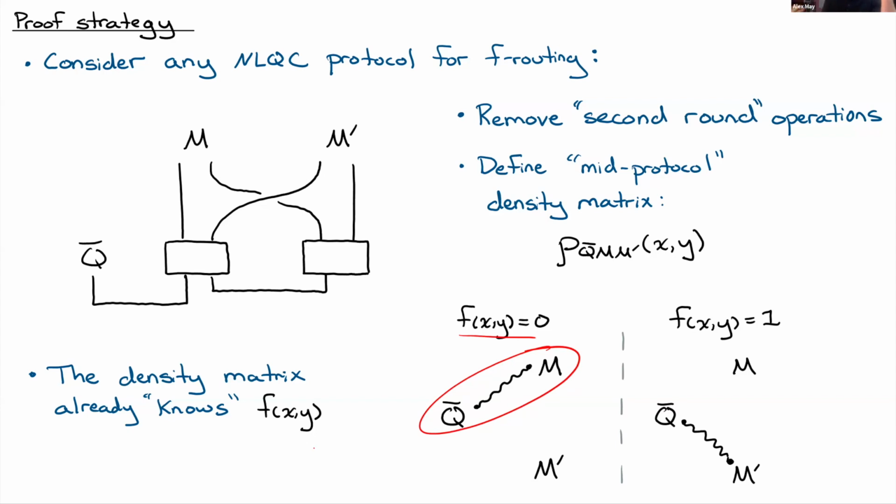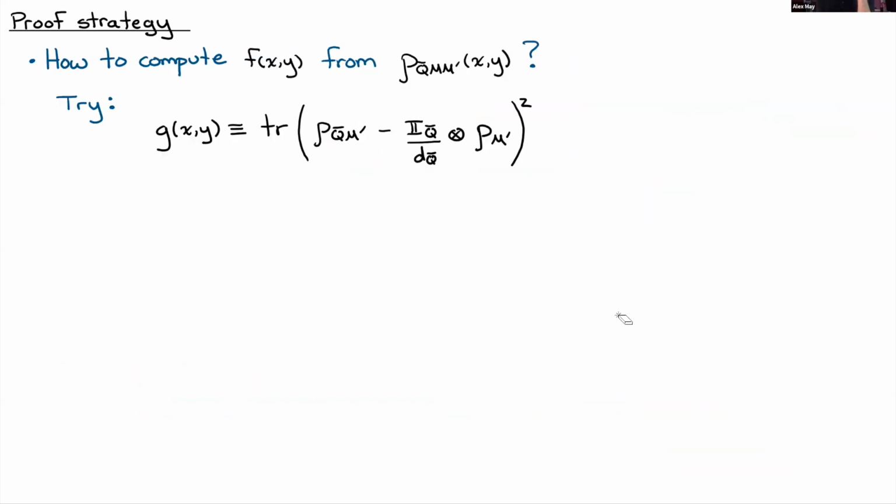Similarly, when f is 1, because I need to be able to recover Q from the right, from M prime, now I need to have entanglement between Q bar and M prime. So you can think of that observation as saying that somehow all of the structure in this function f of xy is also recorded into this set of density matrices, rho of xy. Okay. And those density matrices are computed in this particular form, this non-local quantum computation form.